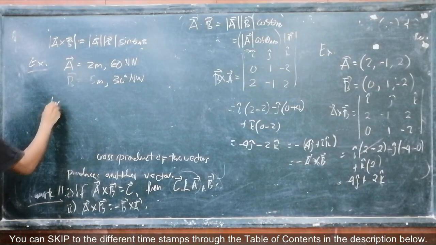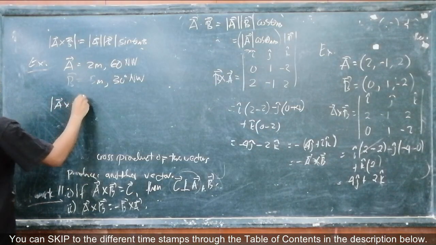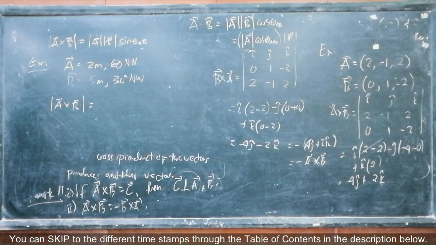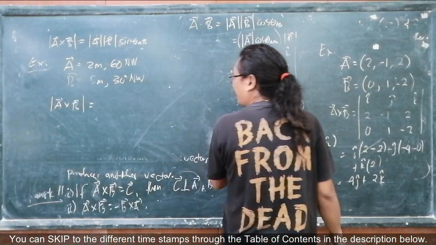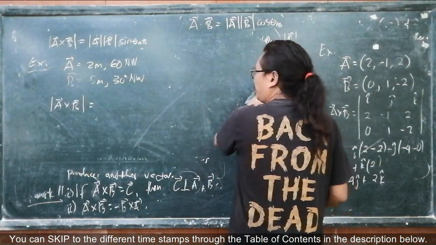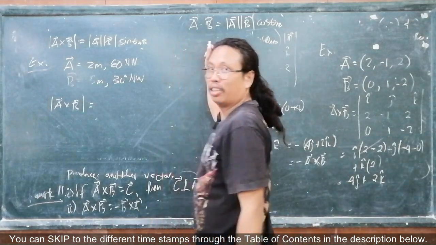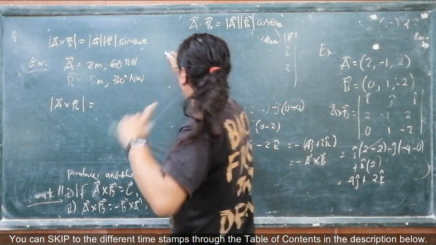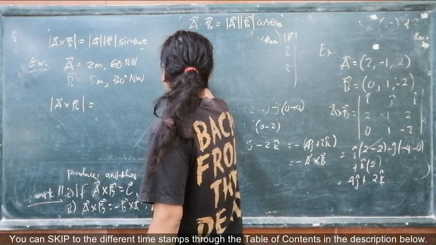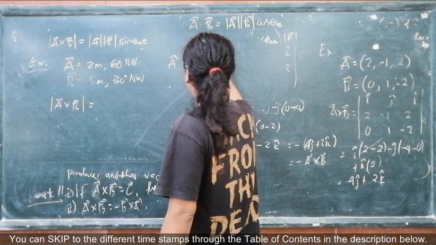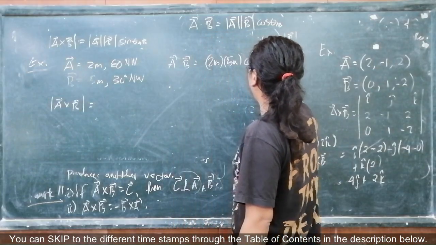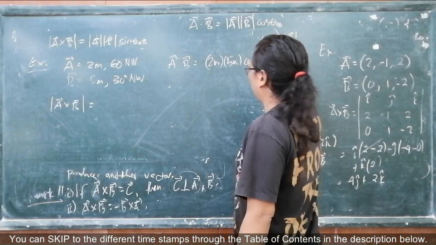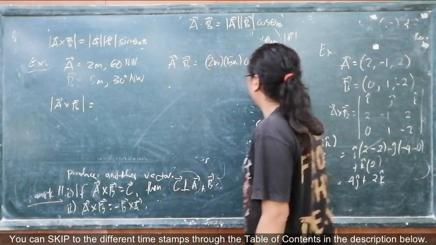Okay, what is now A cross B? A cross B is now easy to use. Remember A dot B? What was A dot B? Our A dot B was negative. A dot B was 2 meters times 5 meters times cosine of 30 degrees, the angle between them, right?